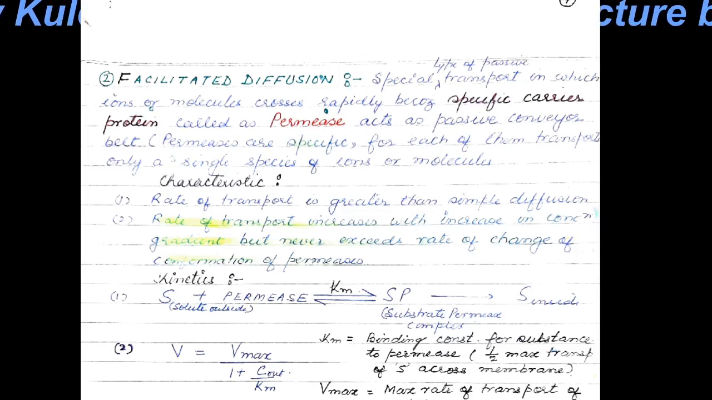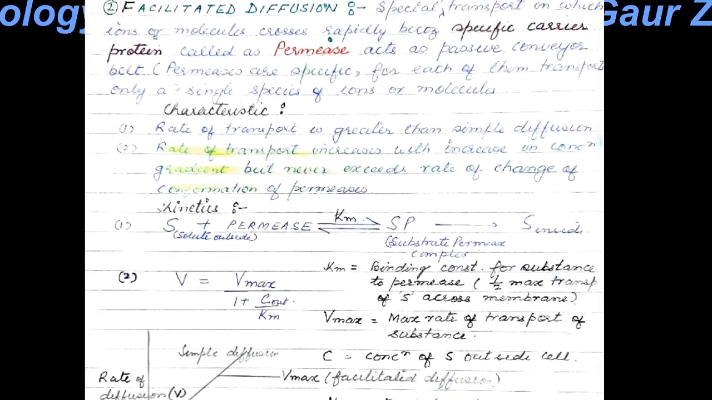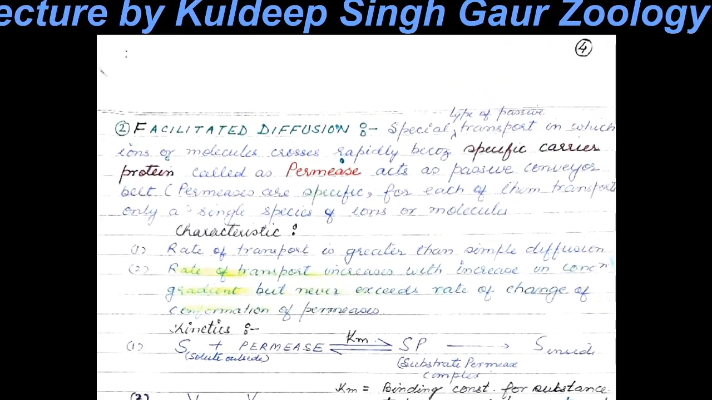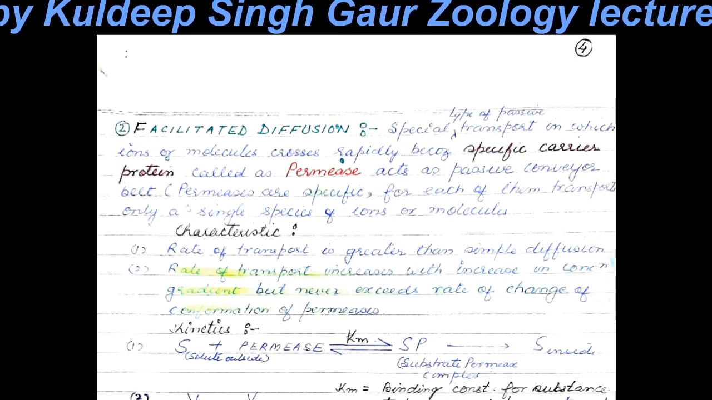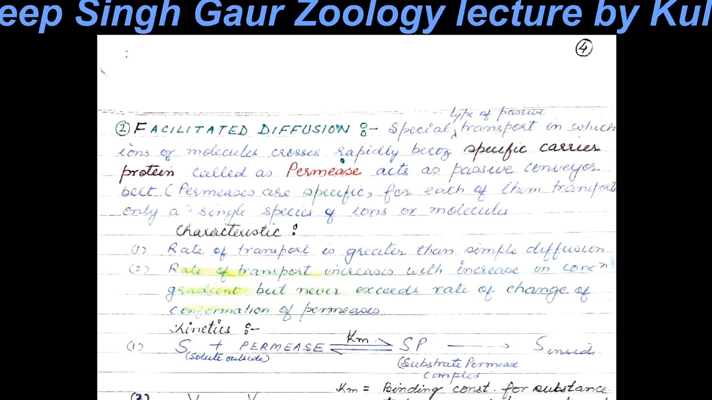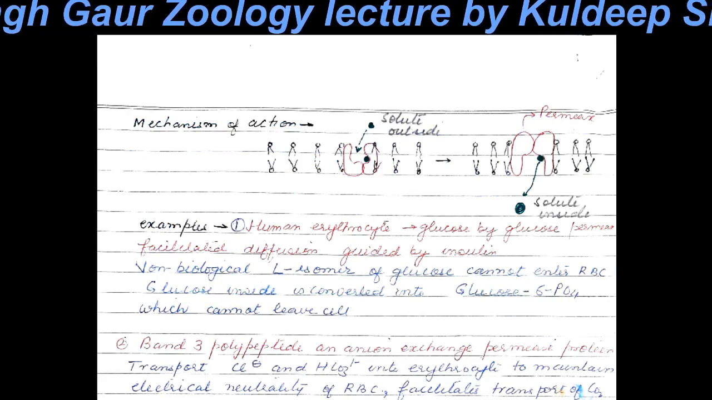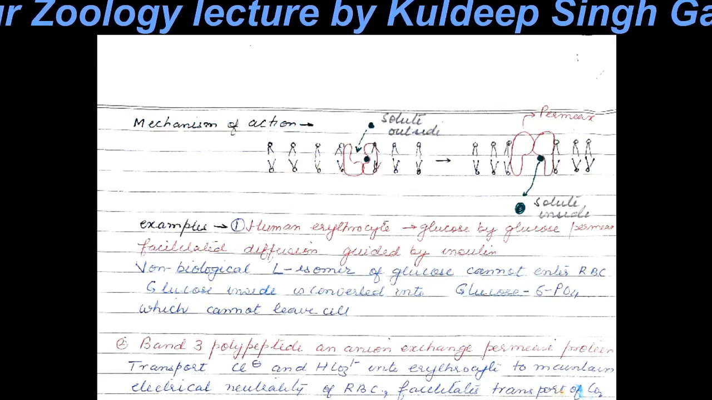Dear students, last time we had studied osmosis and diffusion. As I had mentioned in the last lecture, diffusion is of two kinds: one is simple diffusion and the other is facilitated diffusion. And regarding facilitated diffusion, I told you that it requires a special carrier protein called permease to function, and it is a bit more rapid than simple diffusion. Now let us see what is the mechanism of action of this facilitated diffusion.